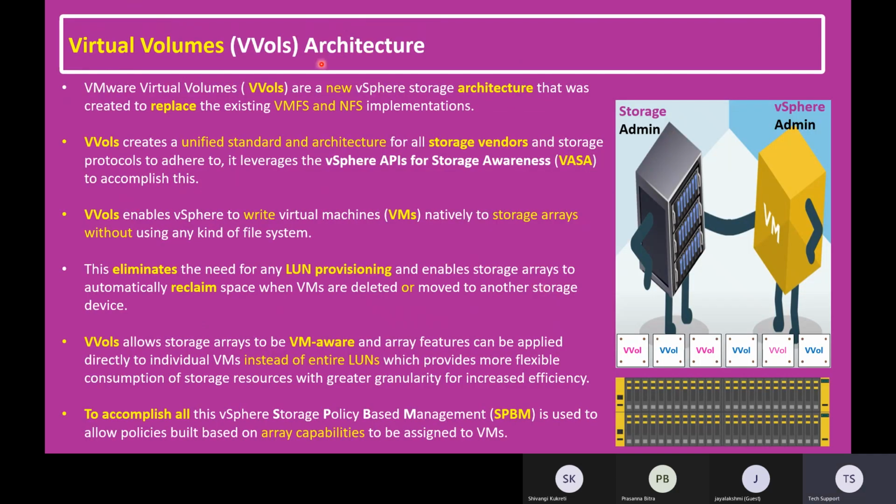So, virtual volumes architecture, high level overview. Let's talk about the right side diagram first. Suppose here I've given one diagram. This is an HP storage box. We have a storage box that looks like this. Okay, this is a 3PAR storage.